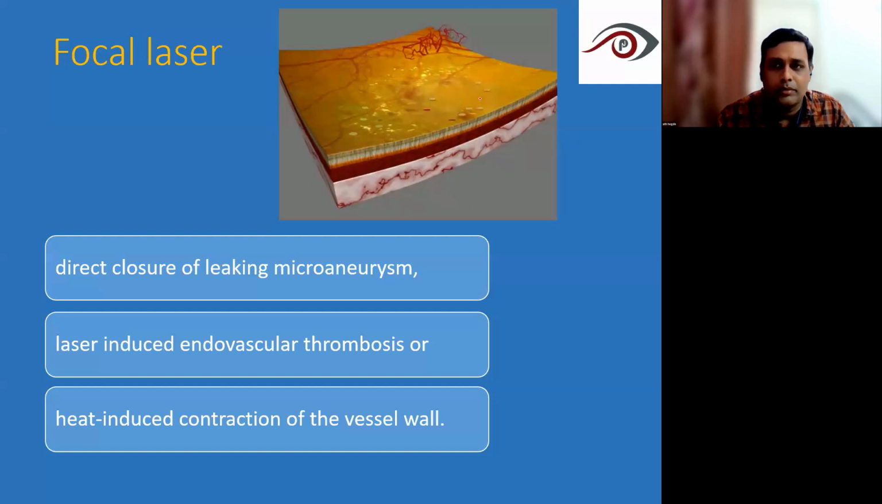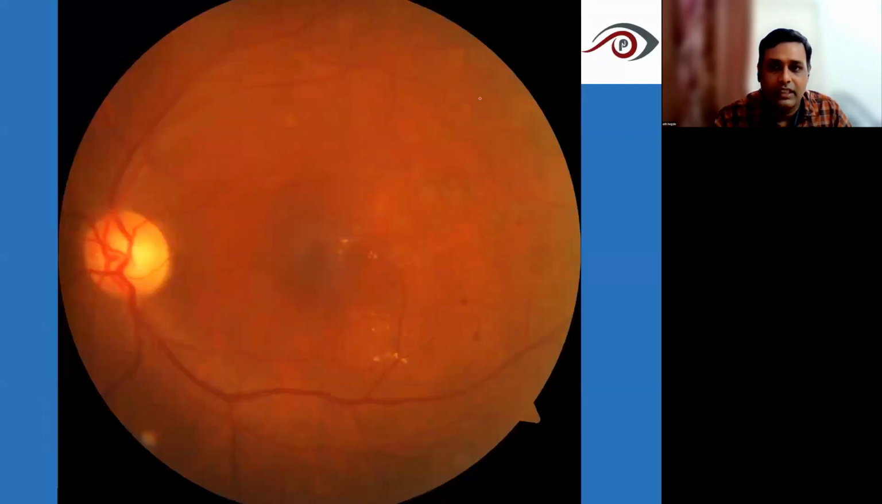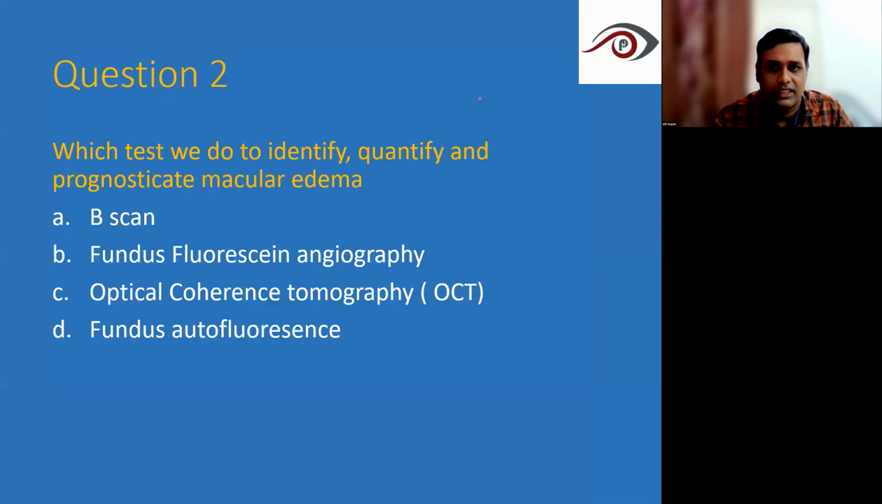And once these microaneurysms are closed, similarly the fluid extrusion will also decrease and the macular edema will decrease. So this is the photograph where you are able to see, if you are seeing any leaking aneurysm, you can directly hit on the leaking microaneurysms.